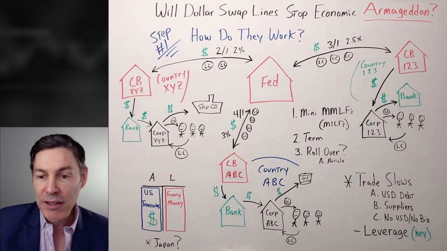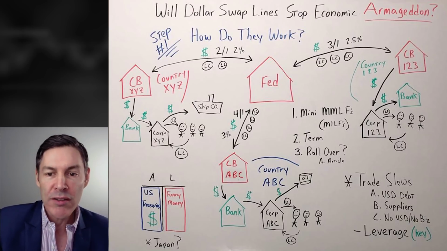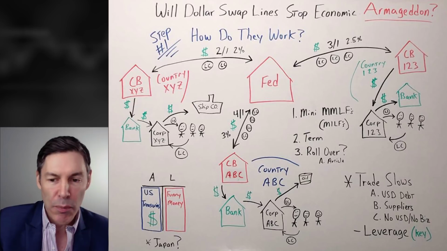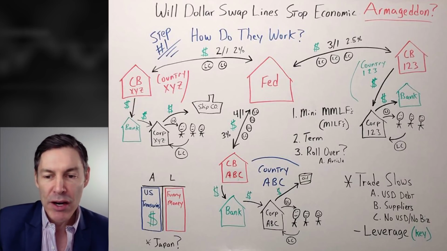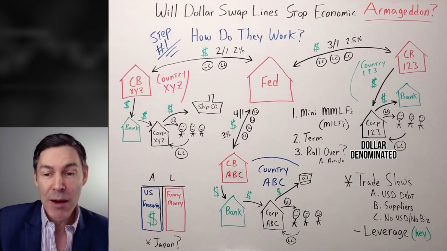Then going to the last example with country 1, 2, 3, a little bit different here. Yes, the numbers are different. They have a 3 to 1 exchange rate, a 2.5% rate of interest. But here, this corporation 1, 2, 3, doesn't have many suppliers that need dollars, but they've got a lot of dollar-denominated debt.